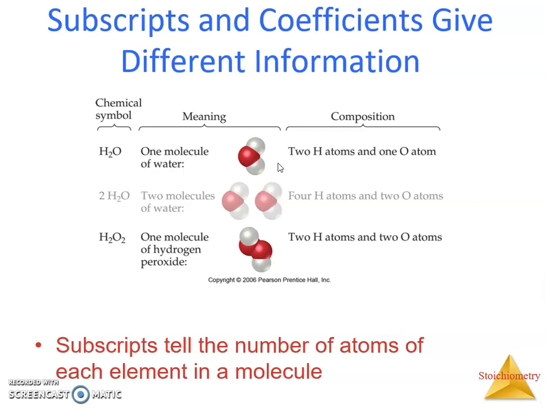So subscripts and coefficients give different information. You can see these are the chemical symbols. This is the meaning: 1 molecule of water, 2 molecules of water, 1 molecule of hydrogen peroxide. Here the compositions: 2 hydrogen atoms and 1 oxygen atom, 4 hydrogen atoms and 2 oxygen atoms, 2 hydrogen atoms and 2 oxygen atoms. So subscripts tell the number of atoms of each element in a molecule.